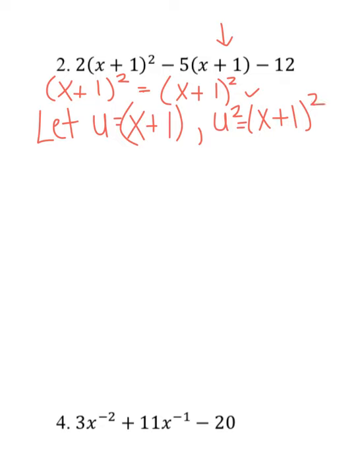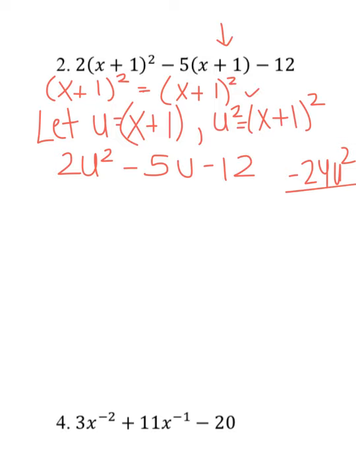Okay, so now we plug this in. Instead of x plus 1 squared, we have u squared minus 5. Instead of x plus 1, you have u, and then minus 12. And then again, a normal master product. So we have negative 24u squared.